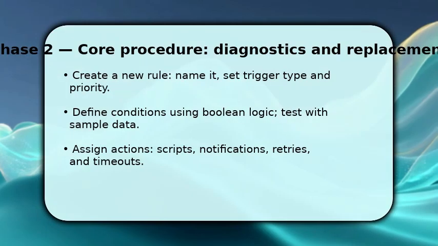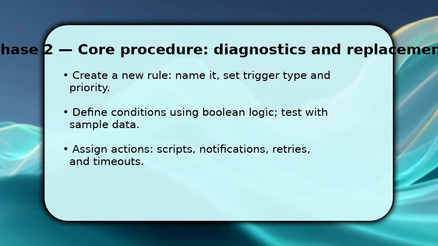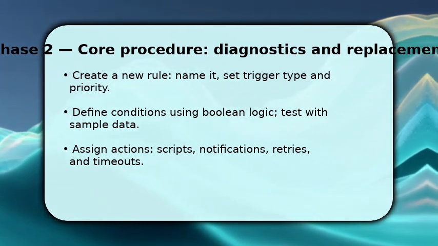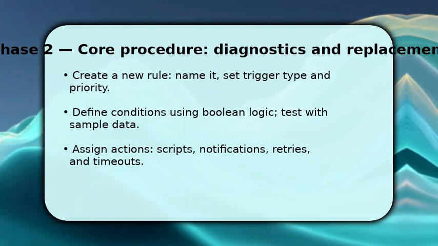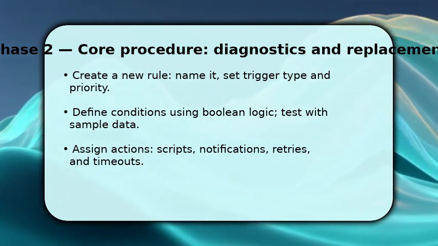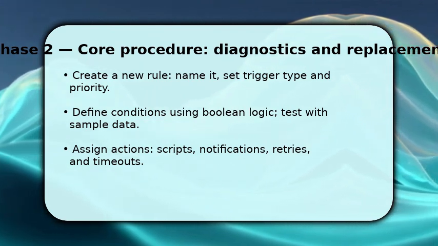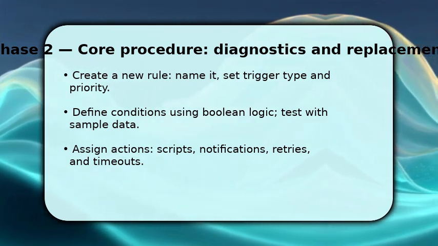You now create the Auto Execute rule. Give it a clear name, select the trigger type, and assign a priority. Then define precise conditions. Use Boolean logic and parameter ranges to avoid false positives. Once conditions are set, map actions. Attach scripts, notifications, retries, and set timeouts.